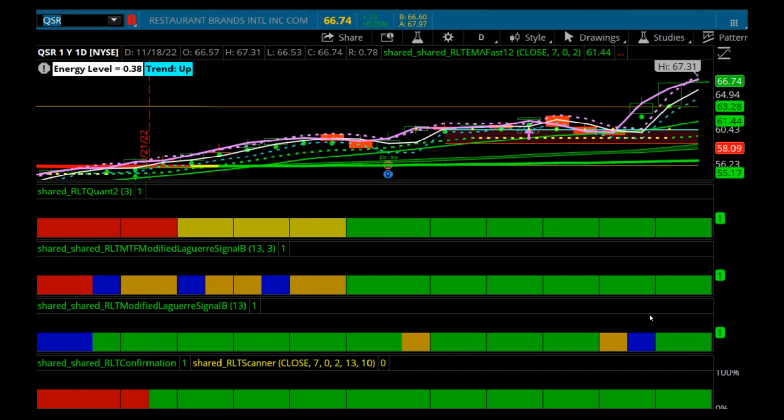So here's QSR. You can see QSR went yellow, blue. You see this pop here, and then we've got green. So the compass system is telling us institutions are buying this on a daily basis coming out of this compression.